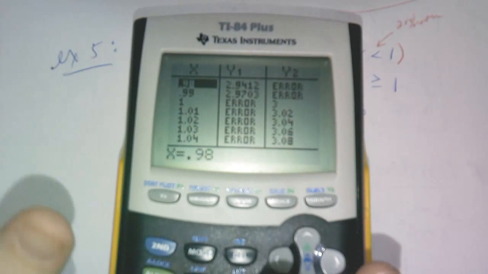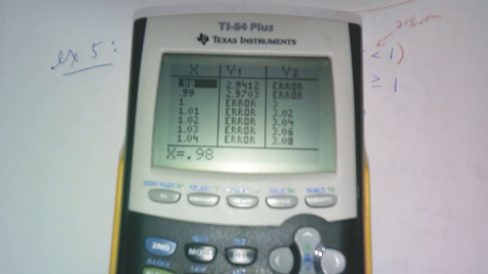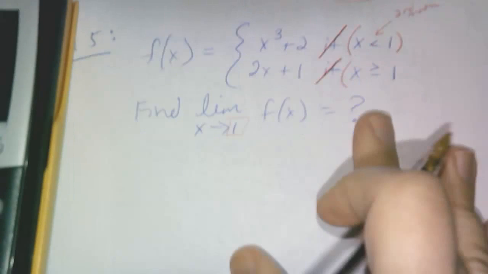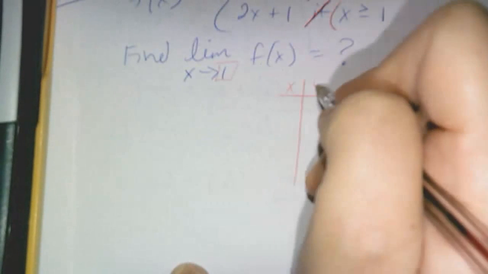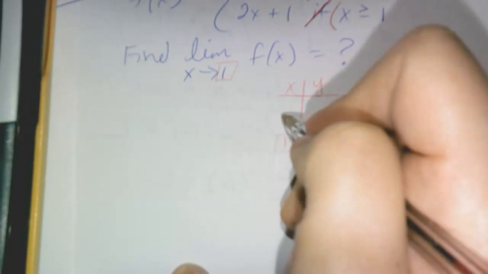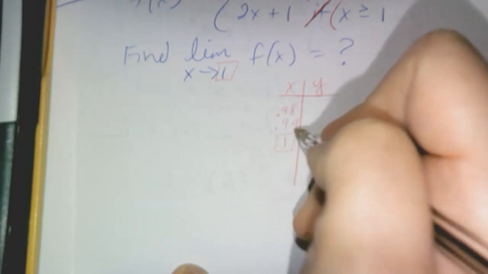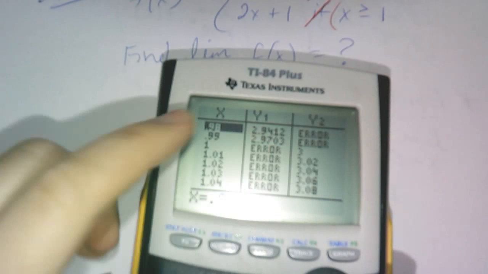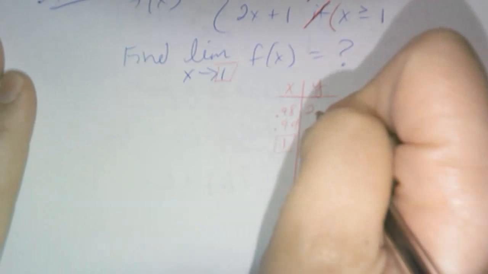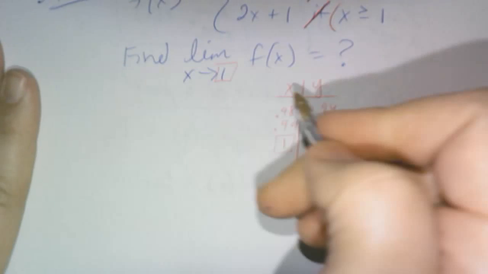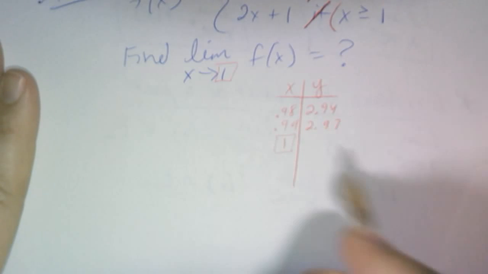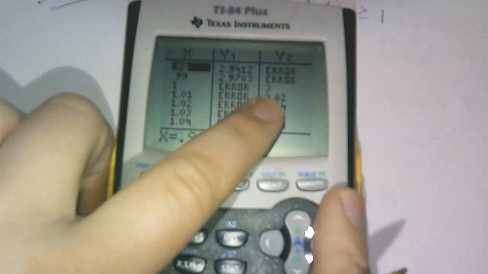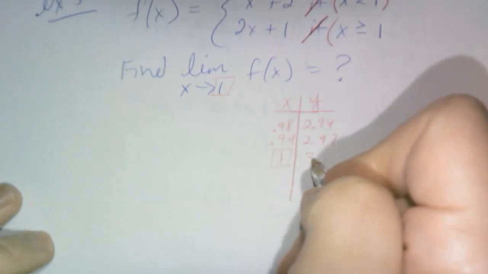Okay, don't freak out about all the errors. Remember, it's not about error. We don't even care about error. It's what I'm approaching from that side. So if I were to make a table of values for this, 1 would be here in the middle. I'm going to go to 0.98, 0.99. What am I approaching at 0.98? I'm approaching 2.94, yes? And then at 0.99, it's 2.97. At 1, even though it says error here, it says 3 there. So I'm going to write 3.